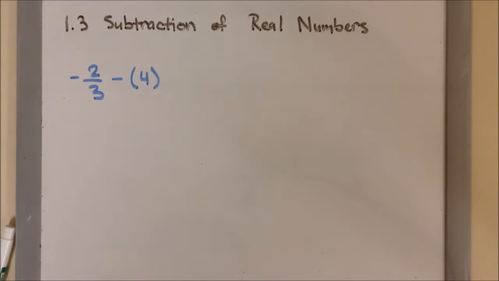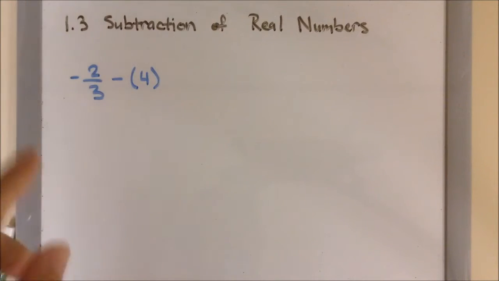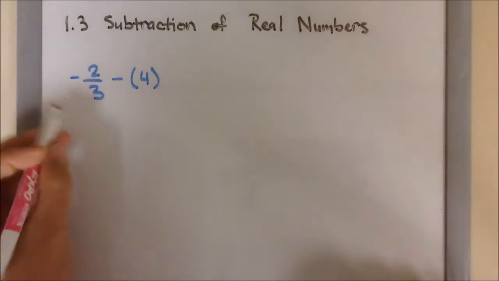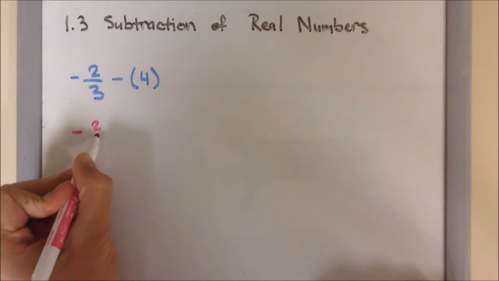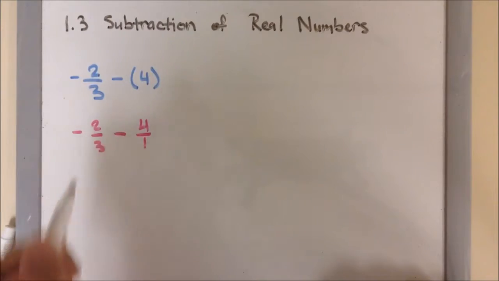Now in this part we're going to be doing subtraction where we have a whole number and a fraction. Now again, it ties into what I have said in the previous section. So I'm going to do two steps at once. I'm going to rewrite it without parentheses, and I'm going to convert 4 into a fraction. So it's going to be negative 2/3 minus 4 over 1.